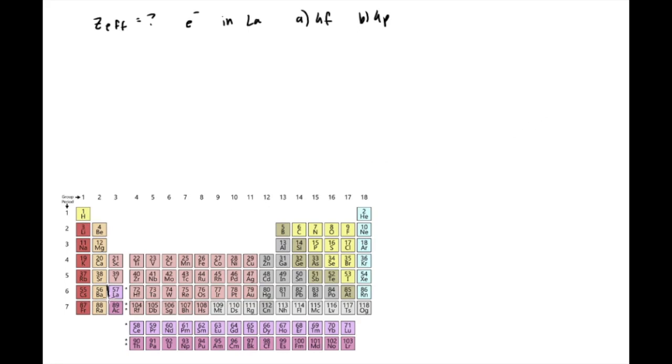So lanthanum is located here, and so we can first begin with trying to figure out the full electron configuration. And so we have 1s2, 2s2, 2p6, 3s2, 3p6. And in this case, since we don't need to worry about putting these in order by the actual energies of the atomic orbitals, we can just group all of the ones in the same energy level together.